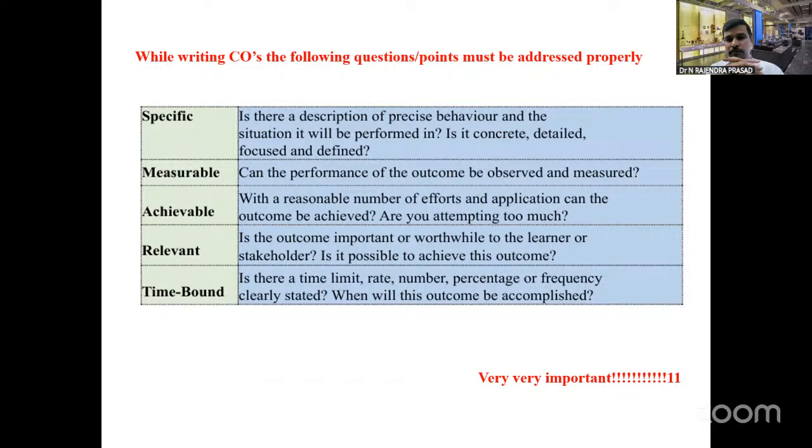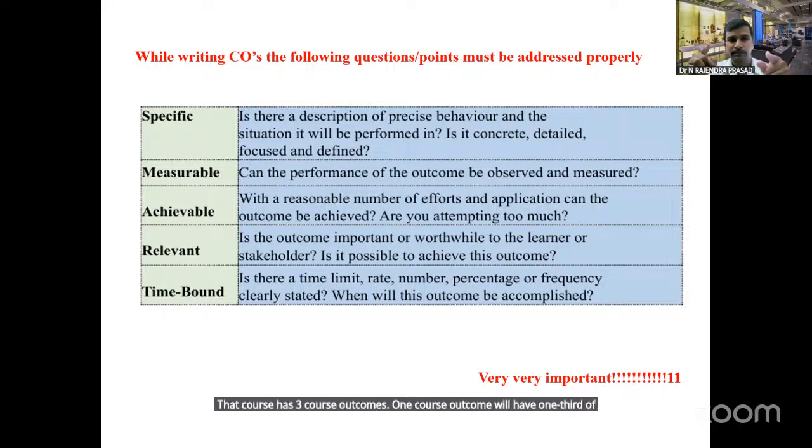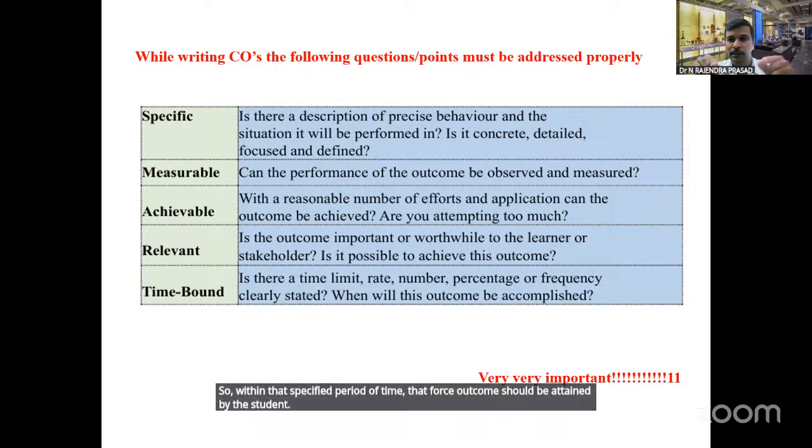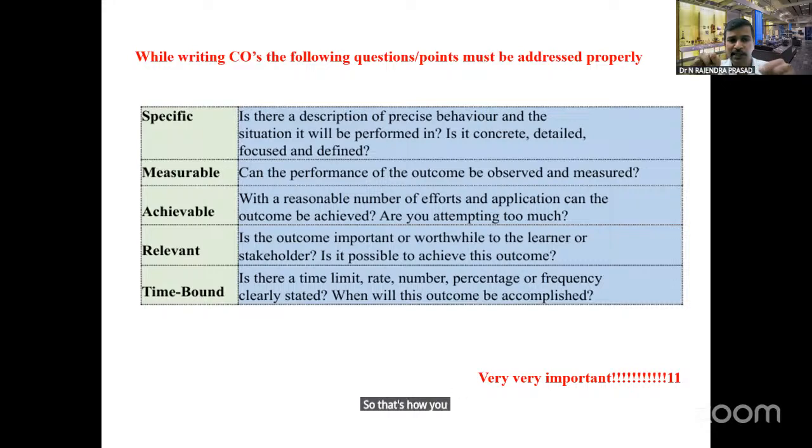Then time bound. You have a 16 hours of course. That course has 3 course outcomes. One course outcome will have 1/3 of the duration. So within that specified period of time, that course outcome should be attained by the student. So that's how you have to design the course outcome. This is very important to keep in your mind always.